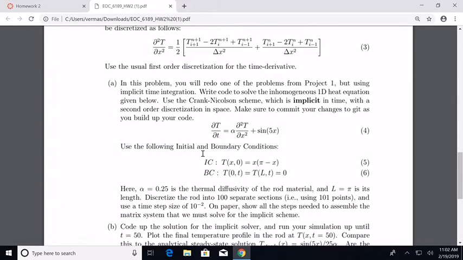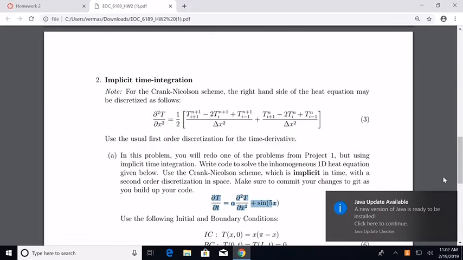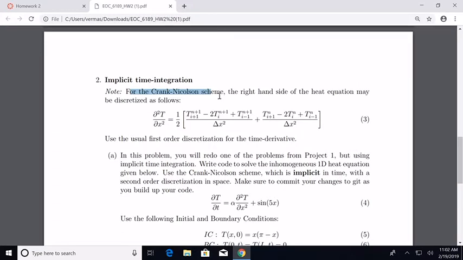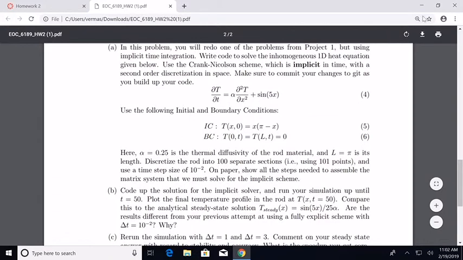The second problem is where you repeat the homework problem from project 1, but instead of using the simple, easy, explicit time integration, you use the implicit time integration mentioned here. And you'll see this gives you a huge advantage in terms of the dt you can use. You can use much larger dt, but it's expensive. So there's always a trade-off. Okay, so it's relatively straightforward.